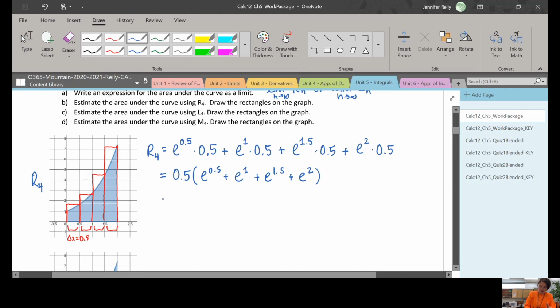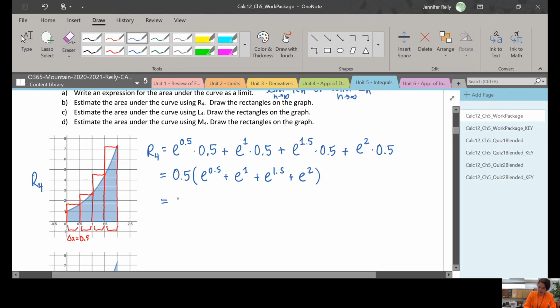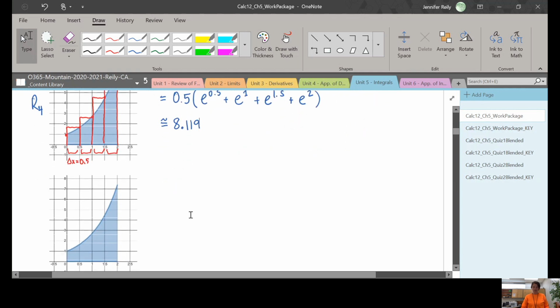Once you type that in, do a little squiggly line for, oh, I guess it is exactly equal to R4, so we'll do that. 8.119. Oh, I did the squiggly line because it is a decimal that goes on forever. Yeah, it's an irrational number. Okay, so I kept 3 decimal places. So the area is approximately 8, but we know this is an overestimate because see, my rectangles go over the curve. So let's see what L4 is.